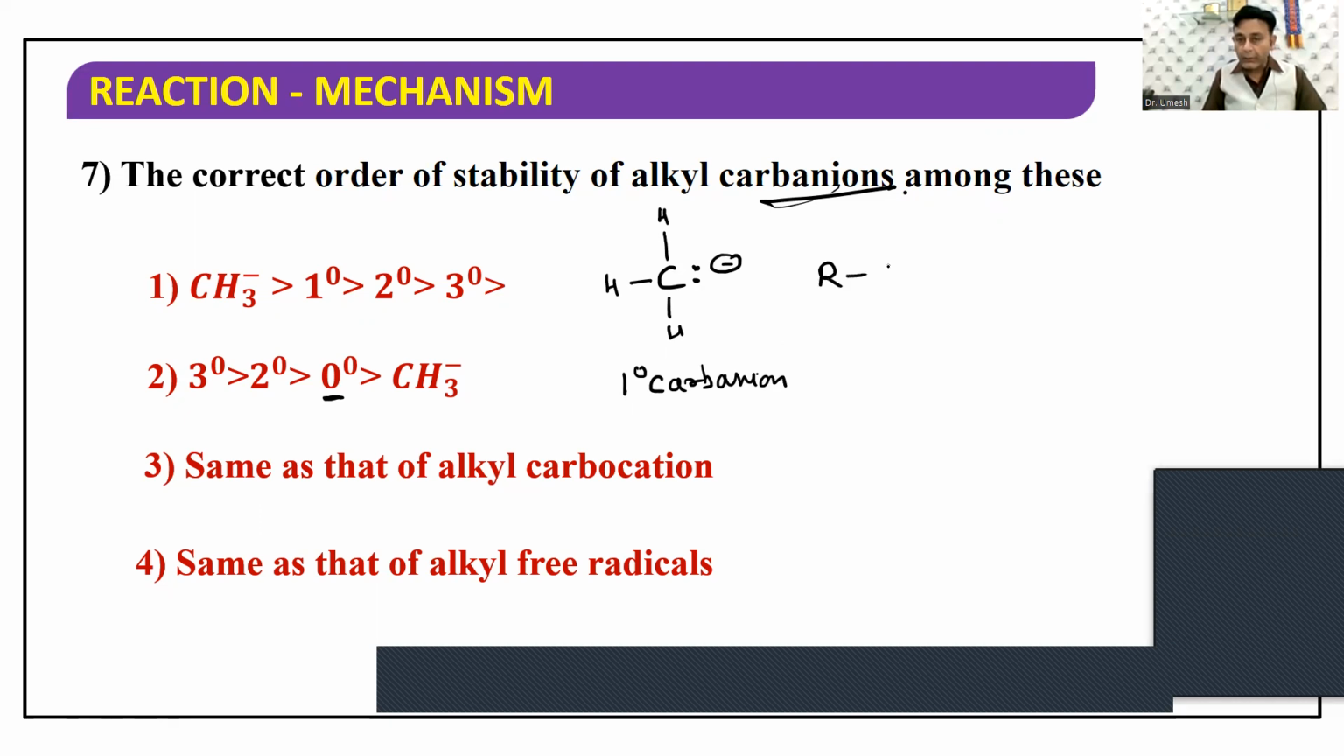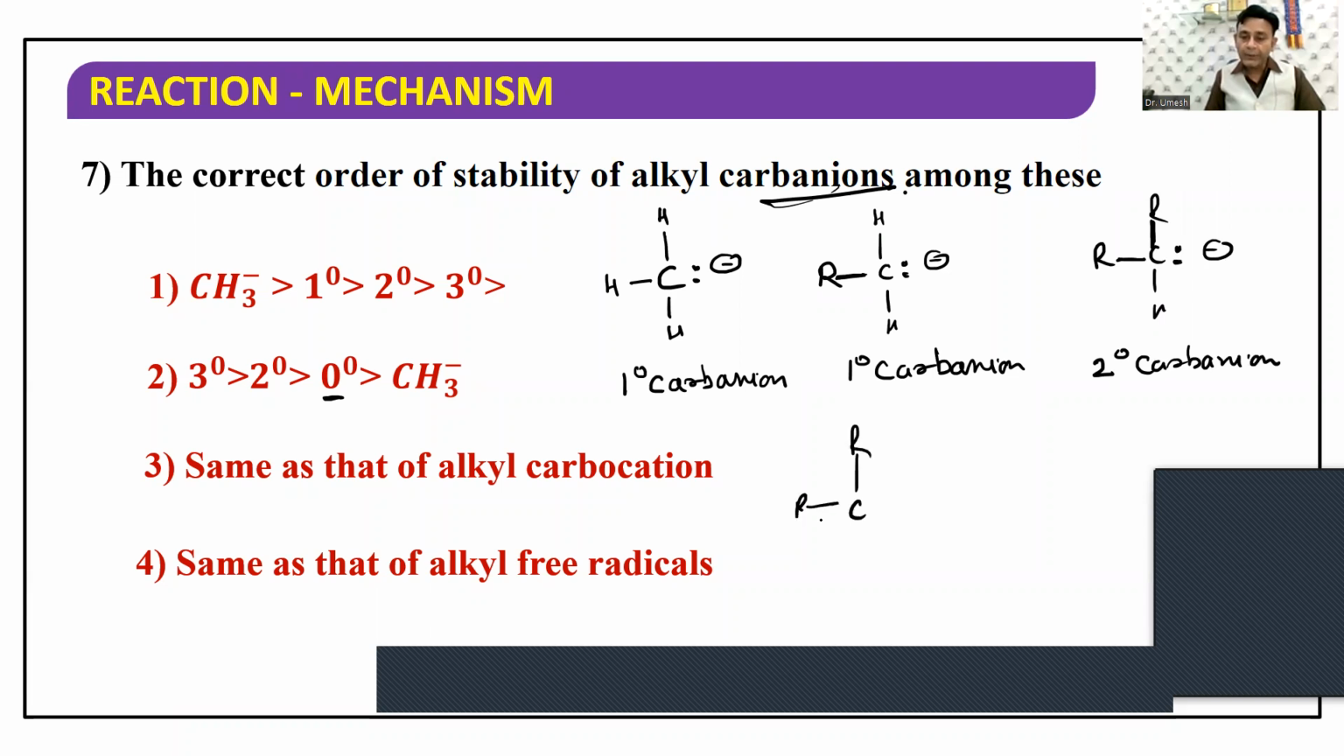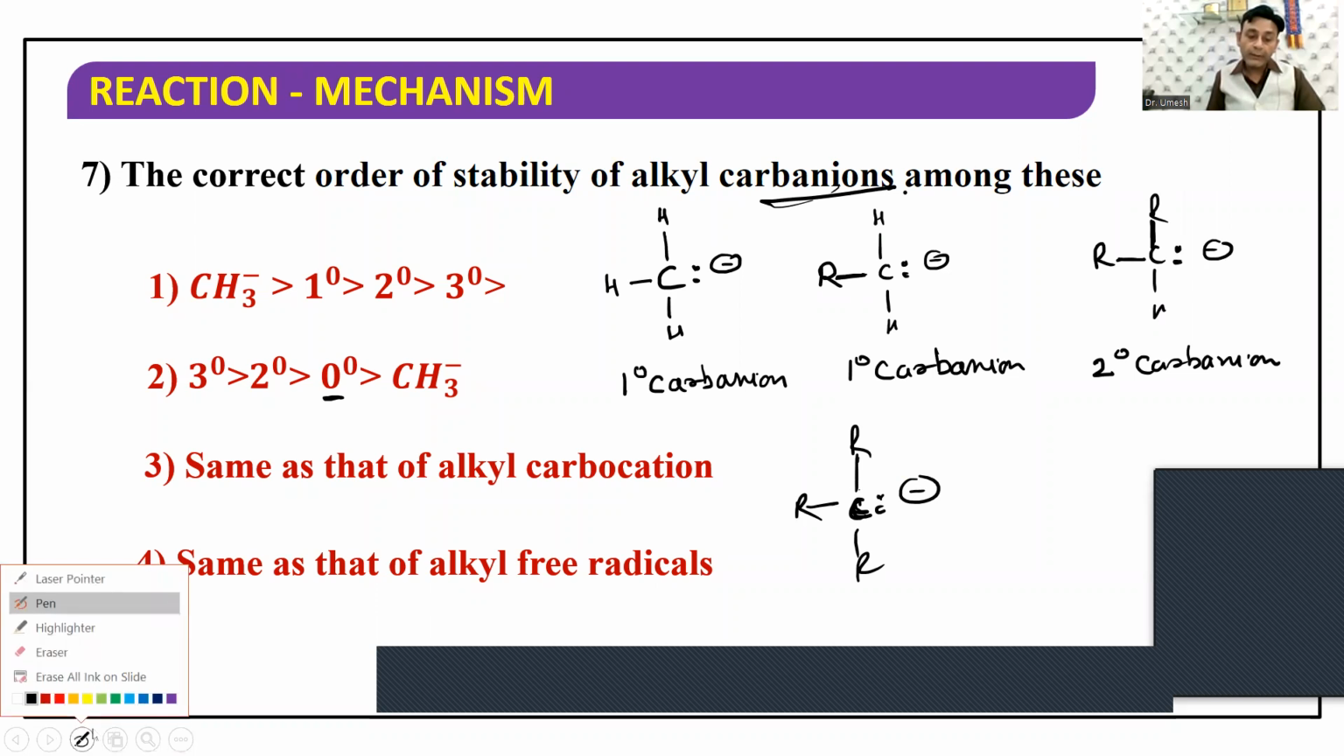Or if the carbon is bonded directly to one more carbon atom, like this, this is also a primary carbanion. And now if we have the carbon with a negative charge bonded directly to 2 carbon atoms, this is a secondary carbanion. And the carbon on which the alkyl groups are there, bonded directly to 3 other carbon atoms, in that case we call this a tertiary carbanion.